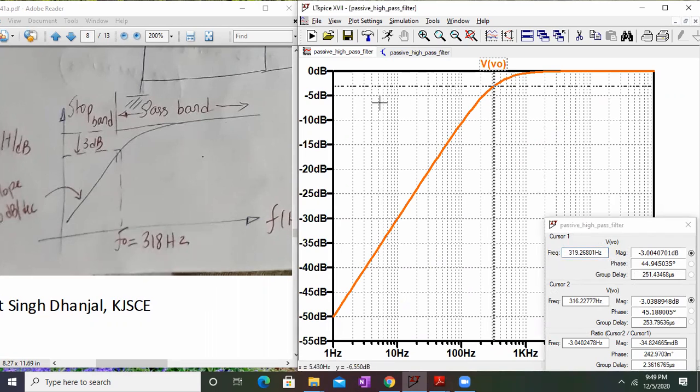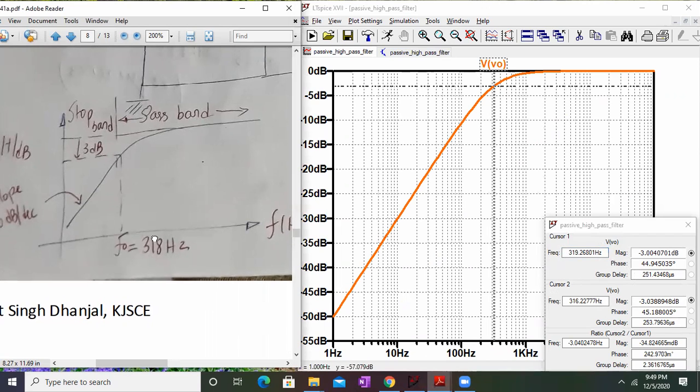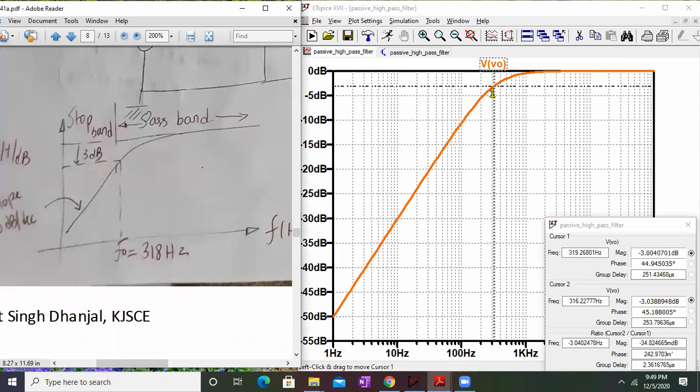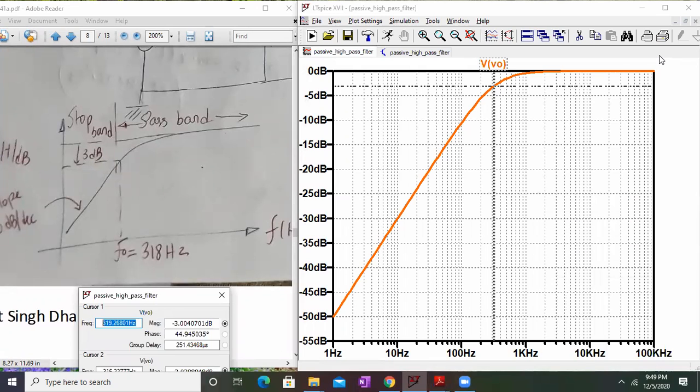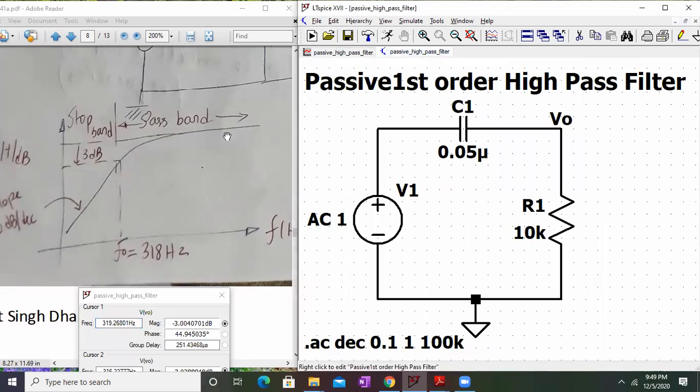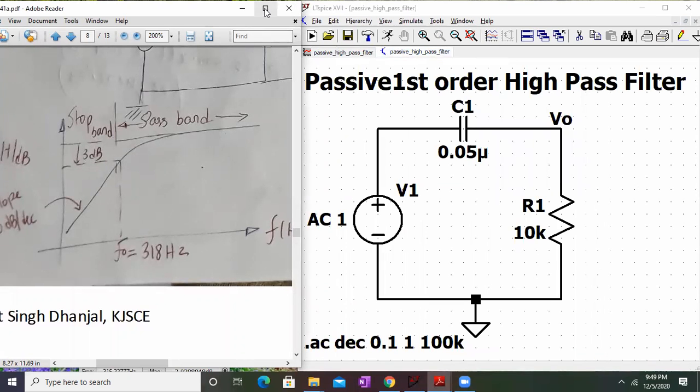So any frequency below 319 hertz will be rejected by this high pass filter, and all the frequencies above this 318 hertz will be passed by this high pass filter, as you can clearly see over here. Okay, I hope that there are no doubts now in this. Let's quickly check the next one now.